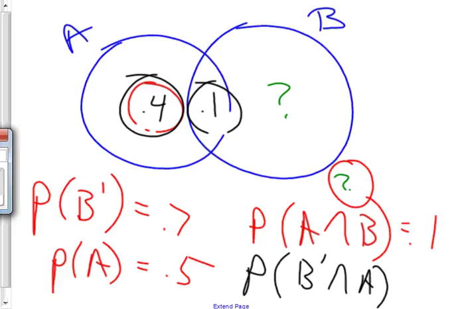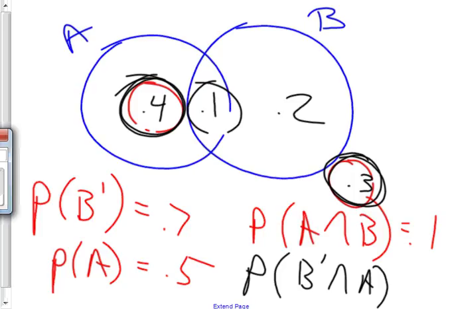And then, if the outside of B, not B, which is this one and this one, had to be 0.7, then this one must be 0.3. Do you agree with me so far? Okay, good. And then 4, 5, 6, 7, 8, that leaves 0.2 left for right there. That was like a little logic puzzle.